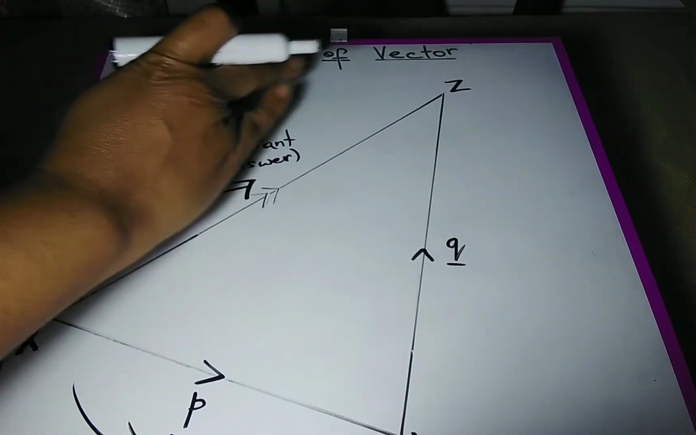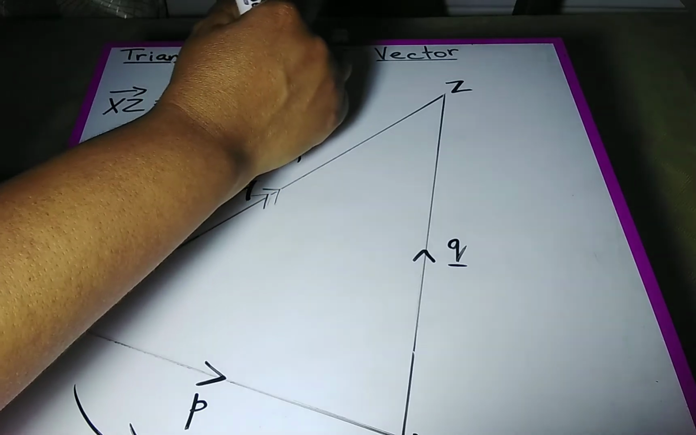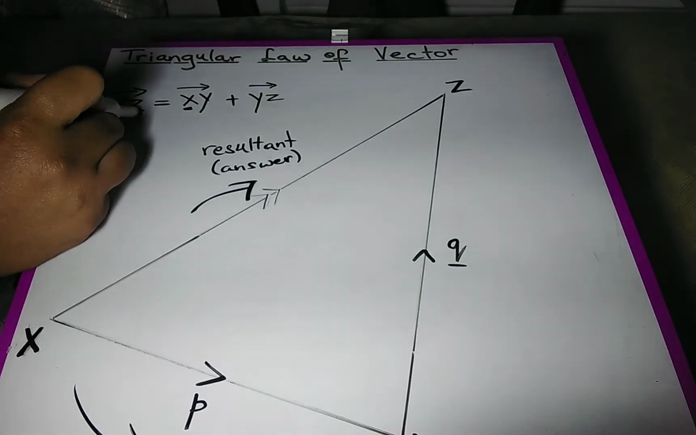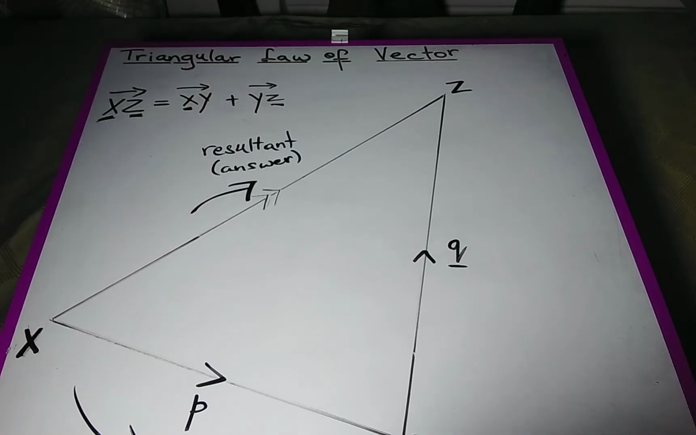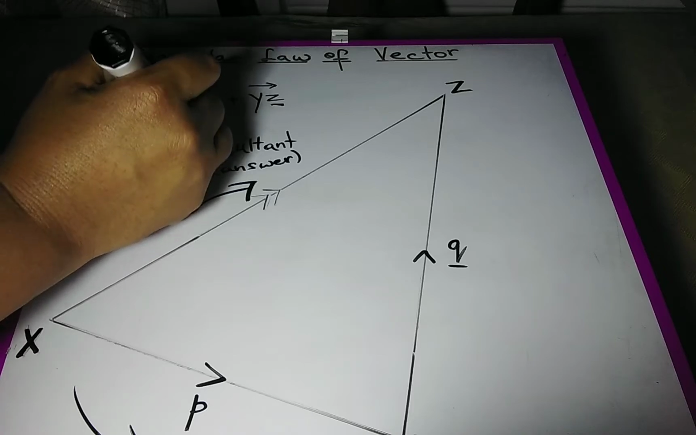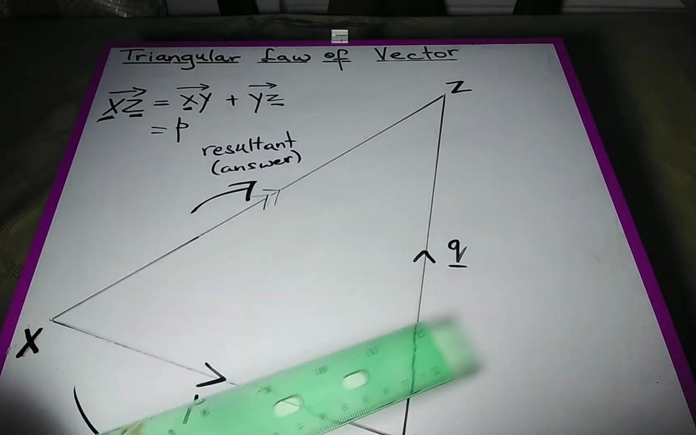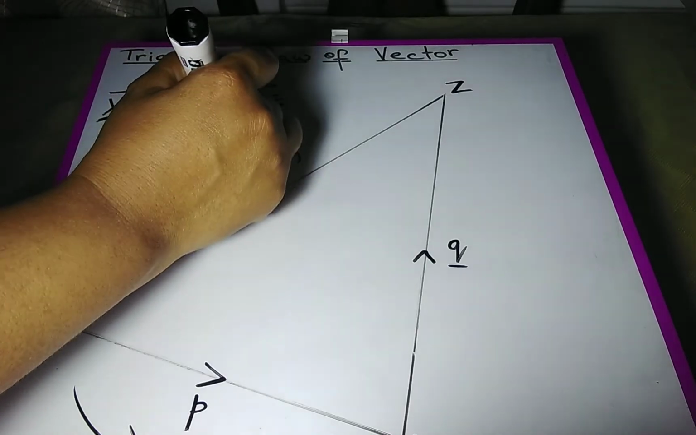plus yz. So notice it starts with x, the first vector starts with x, and the answer must end with a z. So the second one or the last one must end with z. So what does xy equal to? Xy is equal to p. Notice the arrow going in that direction, so it's a positive p. And then yz is equal to positive q because it's going that direction. So vector xz is equal to p plus q.